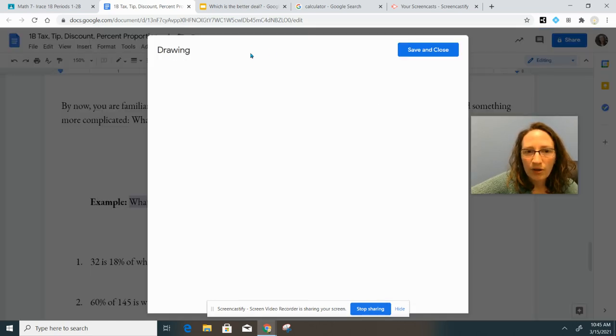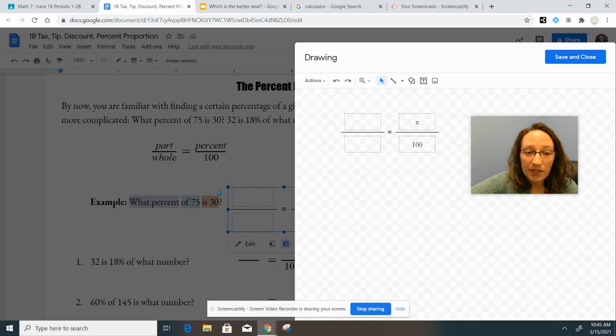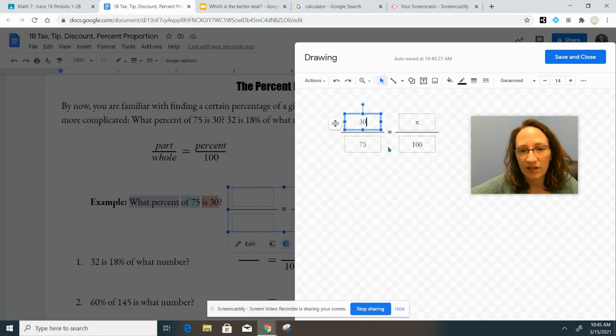So again, I'm going to go ahead and open up this drawing. I'm going to move this out of the way a bit so we can see our highlighting here. So we know that we need is over of. So we have of 75. So 75 is going to go in the of spot. And 30 is going to go in the is spot.